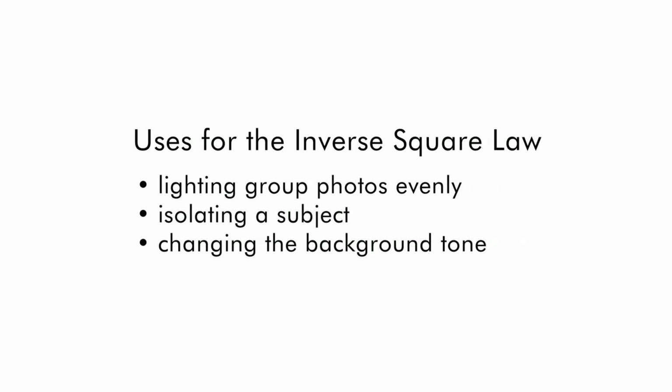Moving your lights back can help provide more even exposure from front to back in group photos. If you want to isolate your subject, you can make the background go darker by moving your light closer. The background can be rendered in any tone from white to black by varying the distances between your light, your subject, and the background.